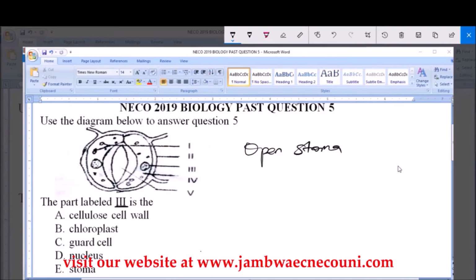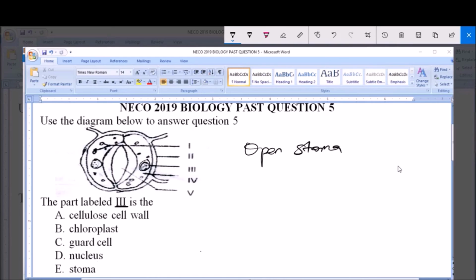Now this is the part labeled 3. Let's trace it. The options are: A, cell wall; B, chloroplast; C, guard cell; D, nucleus; and E, stoma. Like I said, this diagram illustrates an open stoma, and like we know, the stomata regulates the exchange of gases in plants.